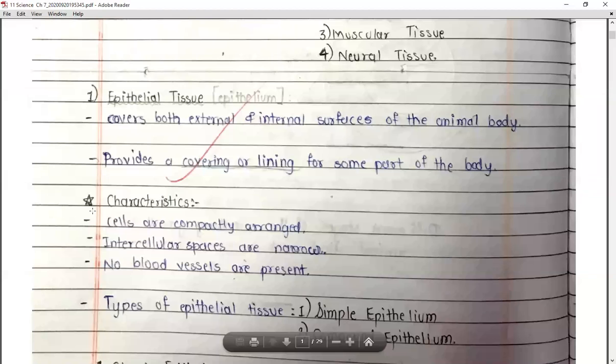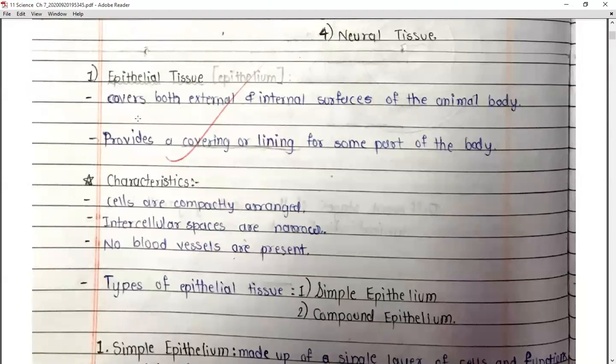Second, it provides a covering or lining for some part of the body. It provides a cover-like structure, and it is also present in the form of lining. For example, the stomach has an inner lining, which we have studied. So some epithelial tissues provide the covering as well as lining in some parts of the body, right?